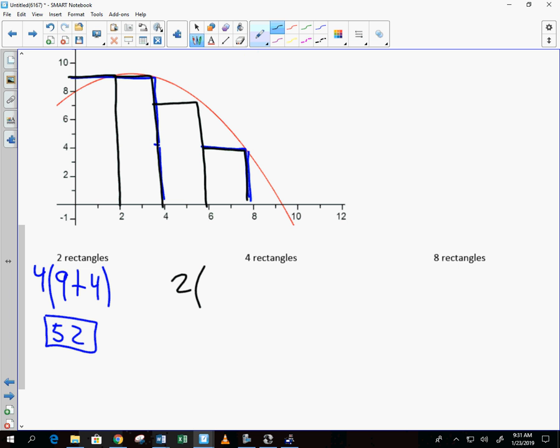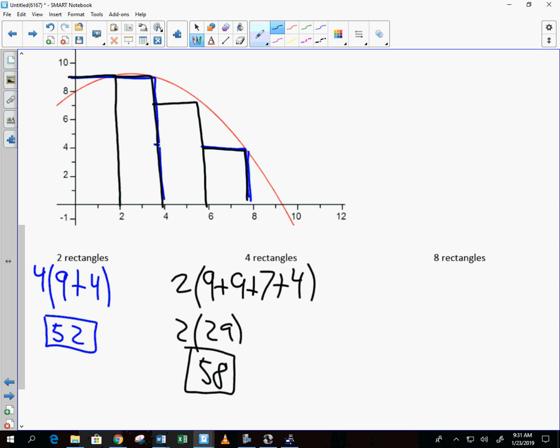How would you estimate the first height? Second height? Third height? I'll go 7. I'll go back to 4. So I get 9 plus 9 is 18. And 18 plus 11 is 29. And 2 times 29 is 58. And we said it's an underestimation, so you can see that the values are now getting bigger.